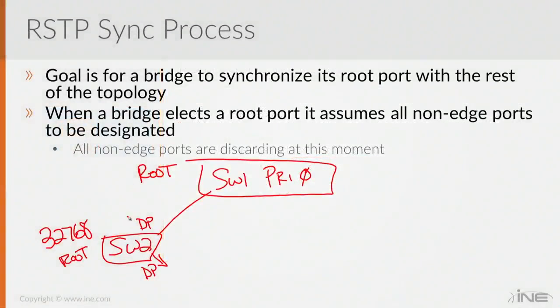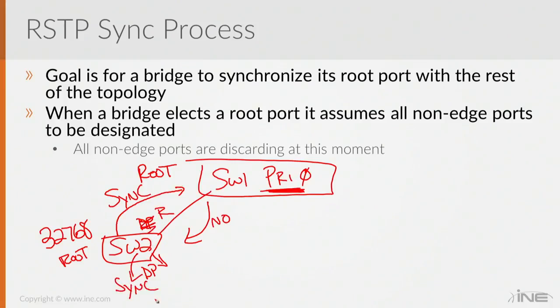So on these designated ports, we send out the synchronization request. Switch 2 says to switch 1, hey, I'm the root bridge. Do you agree? Switch 1 says, no, I don't agree. My priority is 0. I'm the root bridge. Switch 2 says, okay, that's fine. That's not a designated port. That's really my root port. And now I can continue the synchronization process downstream.